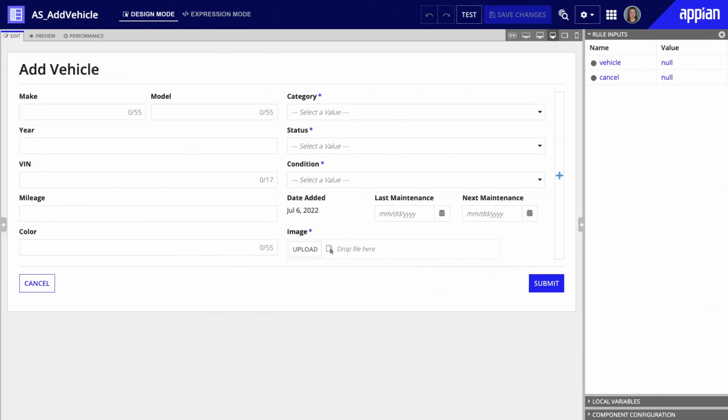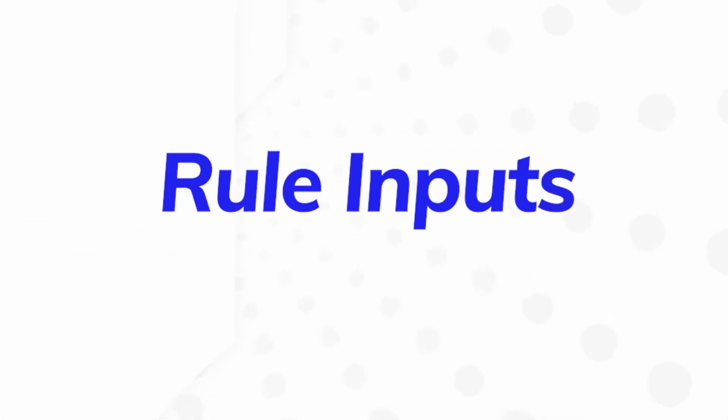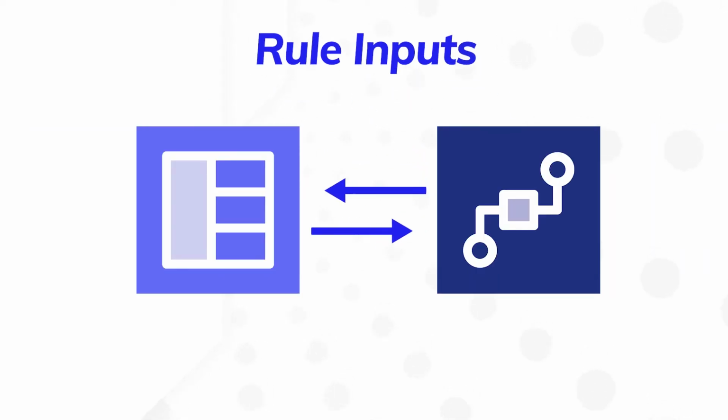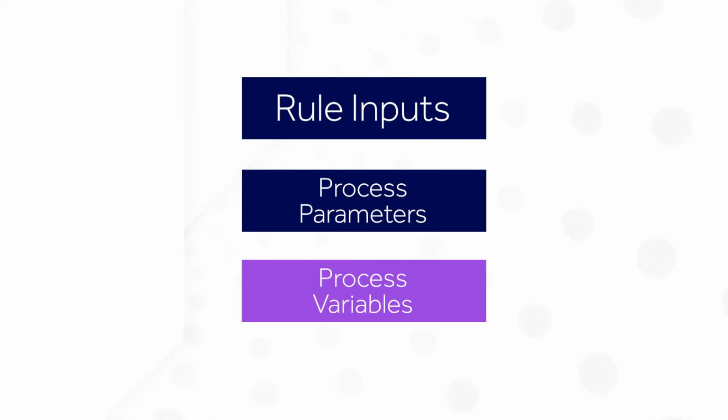If I open the Add Vehicle form, you'll see that this interface has something called rule inputs. The main advantage of rule inputs is that they can easily pass data between process models and interfaces, and you can use them as variables that capture responses from the form. After you map rule inputs to process parameters, you'll be able to transfer values from the start form directly into process variables, which capture data throughout the whole process and carry it from one node to the next.